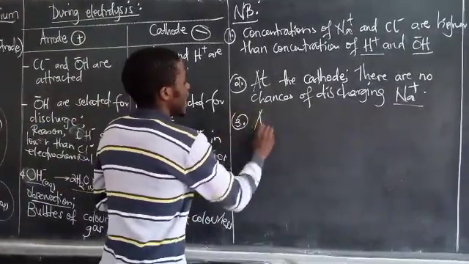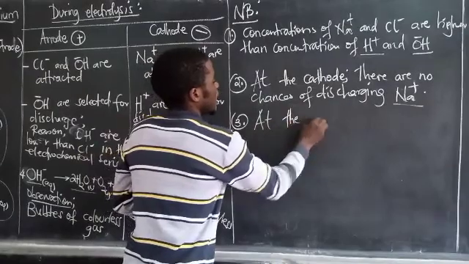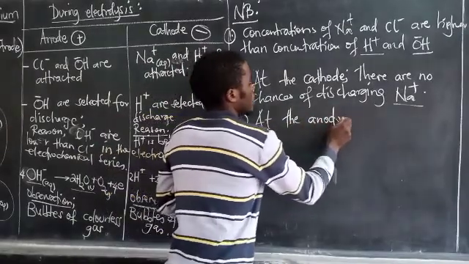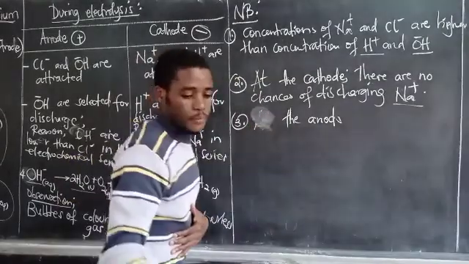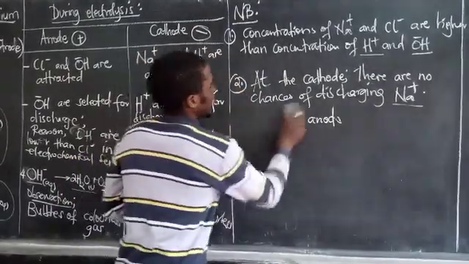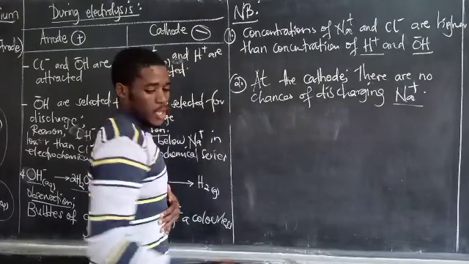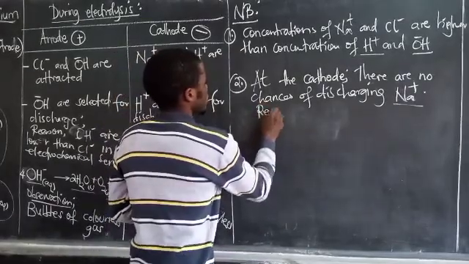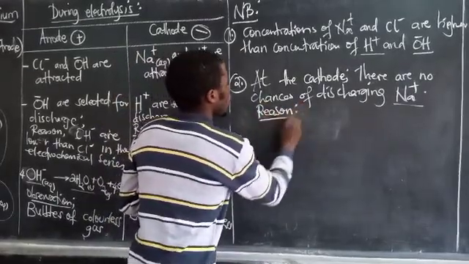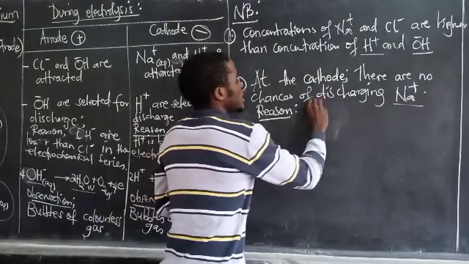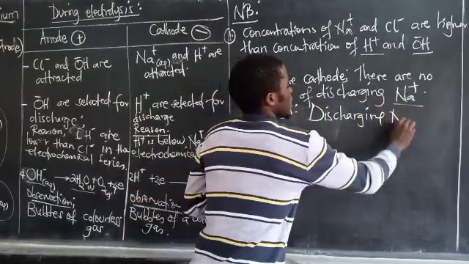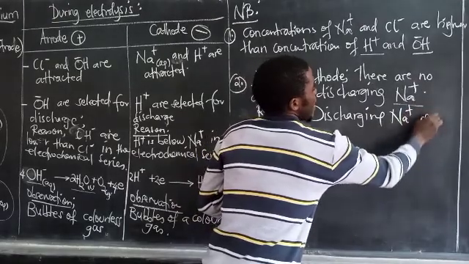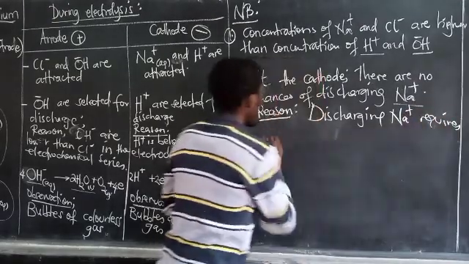But at the anode. Maybe before that, we can talk about the reason. Why can that happen at the cathode? The reason is because discharging sodium ions requires very high energy.